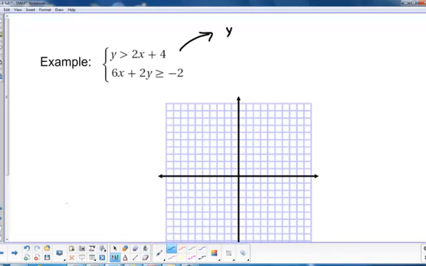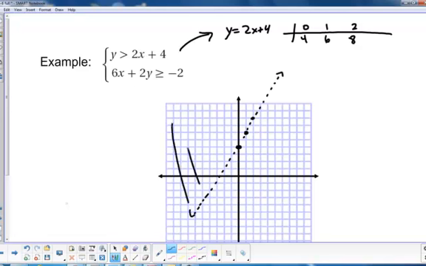So I'm thinking y equals 2x plus 4. 0 gives me 4, 1 gives me 6, 2 gives me 8. You can also do this by just starting at (0, 4) and then knowing the slope is 2, over 1 up 2, over 1 up 2, that's totally fine. And then we have a dotted line because there's no equal to. And then we're shading above because it's greater than.